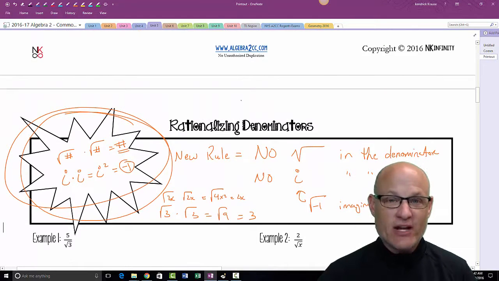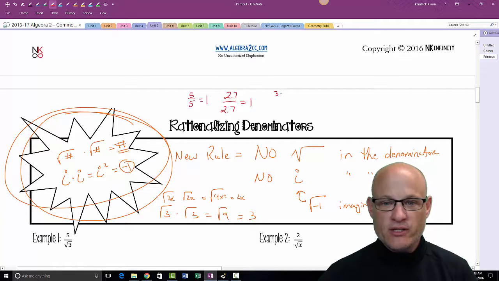Okay, so I've got some very important information to tell you. This is very, very important. What is 5 divided by 5? Is that equal to 1? What is 2.7 divided by 2.7? Is that equal to 1? What is 3x squared over 3x squared? Is that equal to 1? What is y over y? Is that equal to 1?